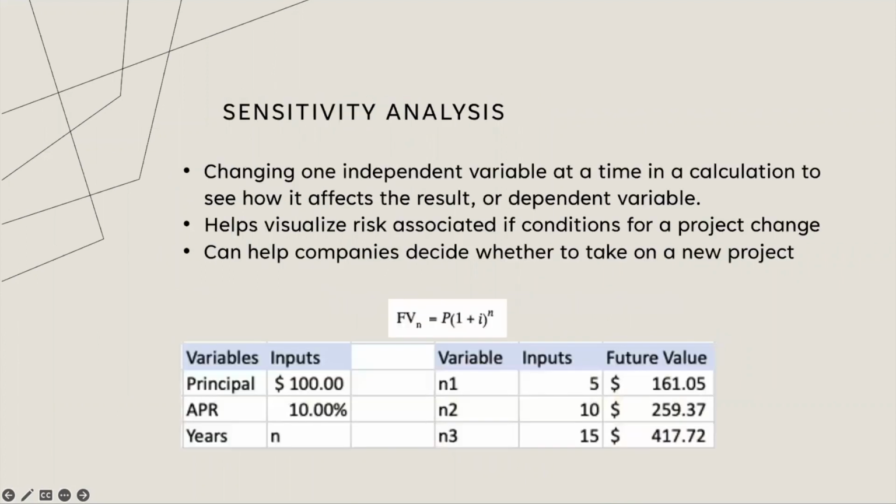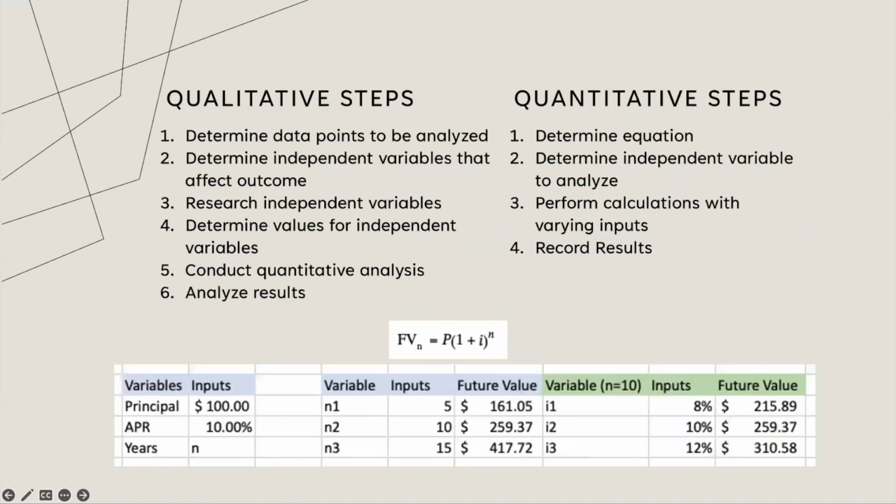Sensitivity analysis essentially involves changing one independent variable at a time in a calculation to see how it affects the result or dependent variable. We have an example shown here that we're going to dive into later in the presentation. This same process can be used in capital budgeting to see how certain conditions could affect the profitability of a new investment. In the same sense, this can be used as a decision tool by managers and investors to determine whether or not to invest in a new project.